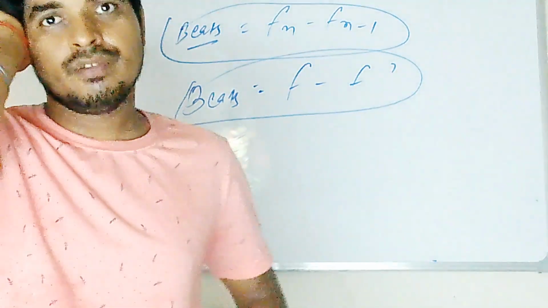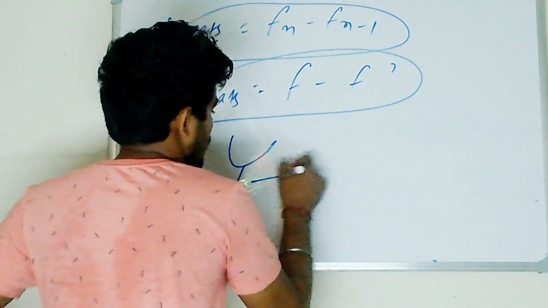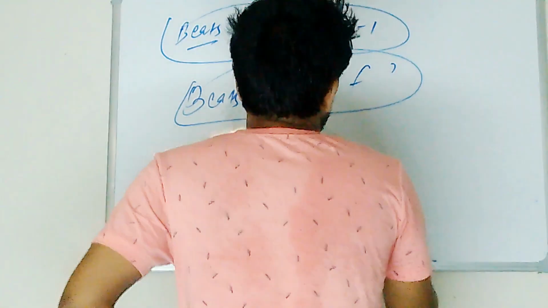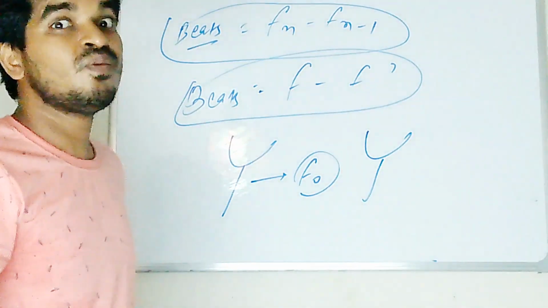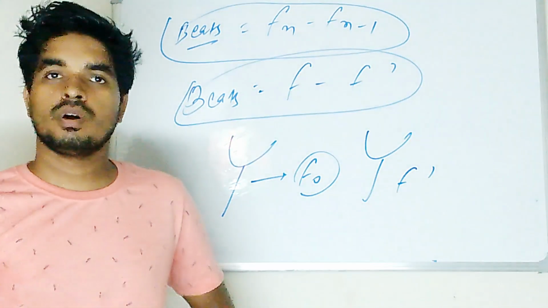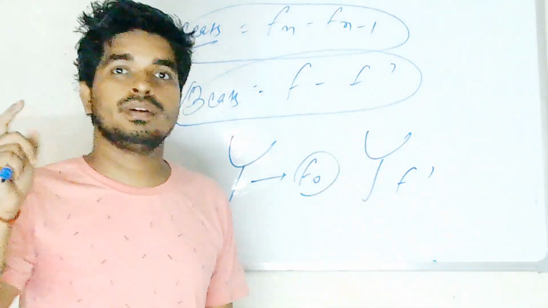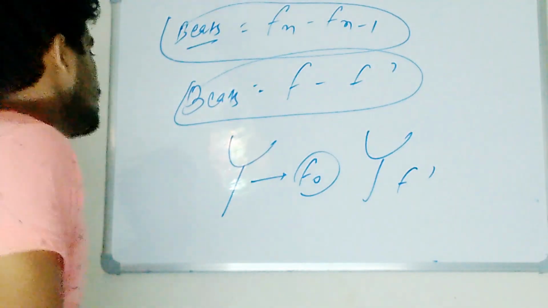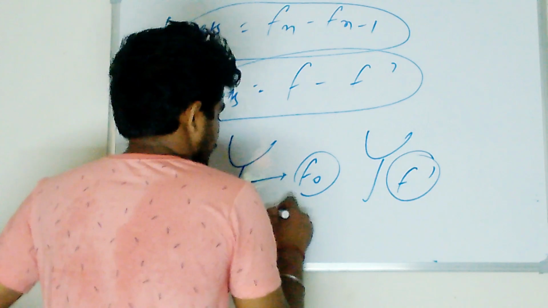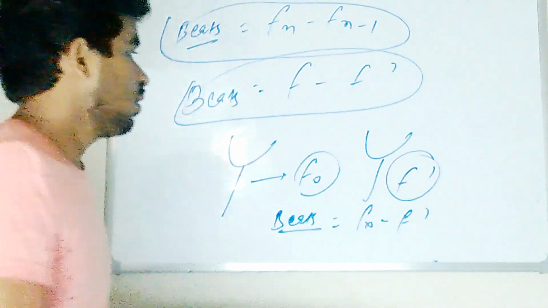Another thing is that suppose we have a tuning fork and we already know its frequency, say f naught. There is another tuning fork whose frequency is f dash. If I ask what the beats are, frequency is the number of vibrations taking place per second. Here f dash is the frequency of this second tuning fork. So beats will be f naught minus f dash.